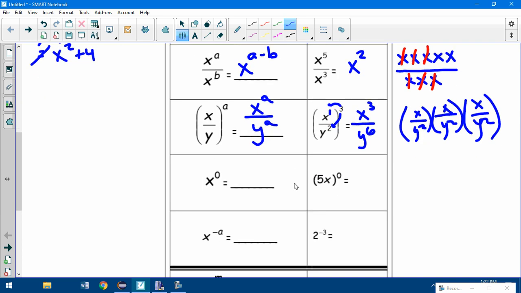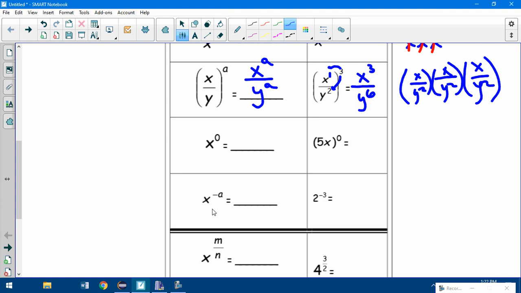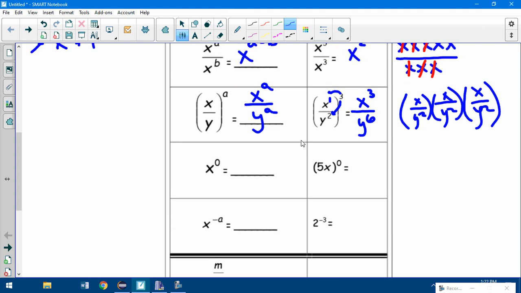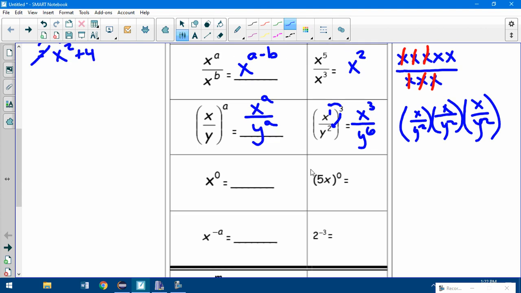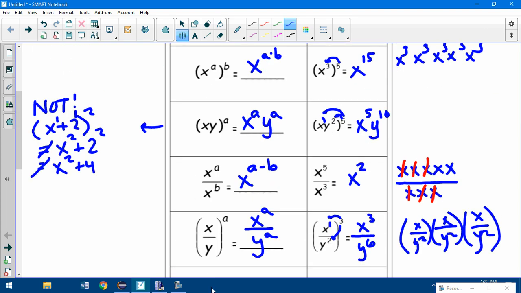Now these other ones, you may or may not remember, x to the 0, x to the negative a. We're going to look at those more specifically in the notes today. So keep this to the side because I'm probably going to come back to that. You also might want to have these out just as a reminder when we're doing the notes.